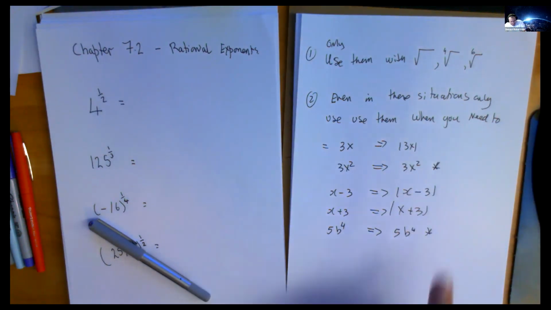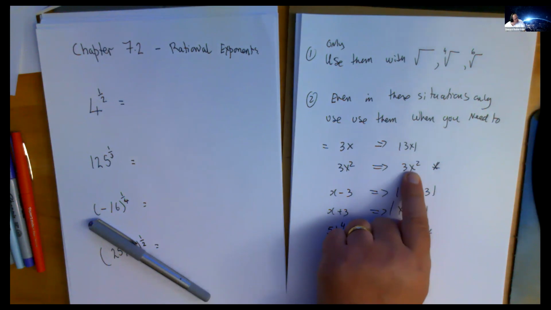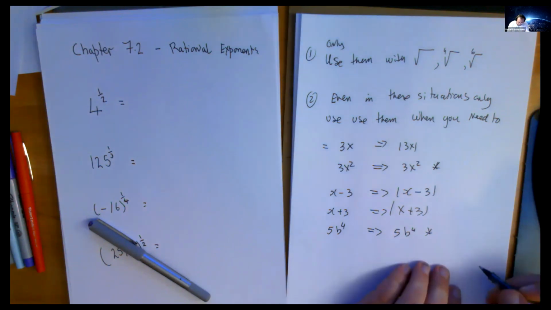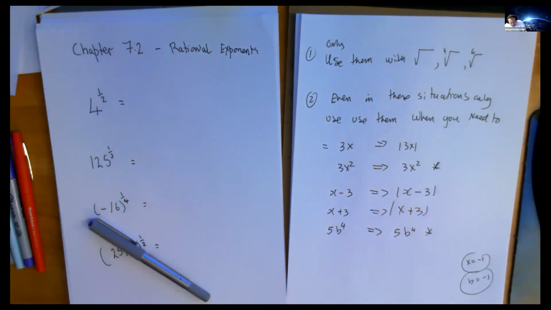Well, isn't x squared always positive? So this is guaranteed to be positive. If it's guaranteed to be positive, you don't need absolute values. Isn't 5b to the 4 guaranteed to be a positive thing no matter what number b is? And if you're not sure, just make the variable -1 and then plug it in. If the answer is positive, then you don't need to worry about it. And if the answer ends up being negative, it means you need an absolute value.